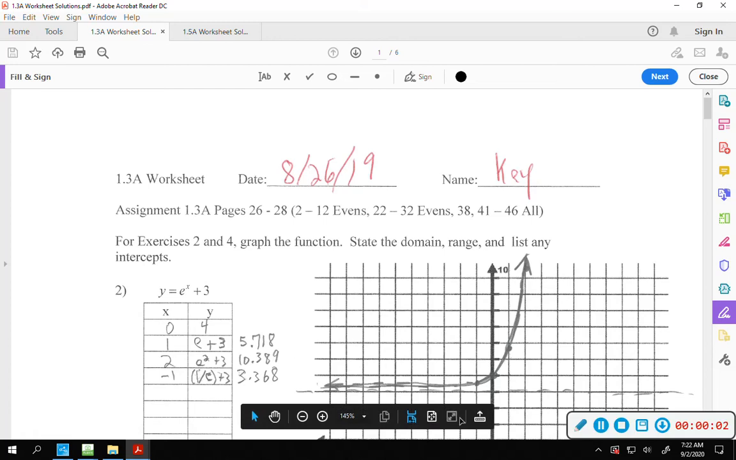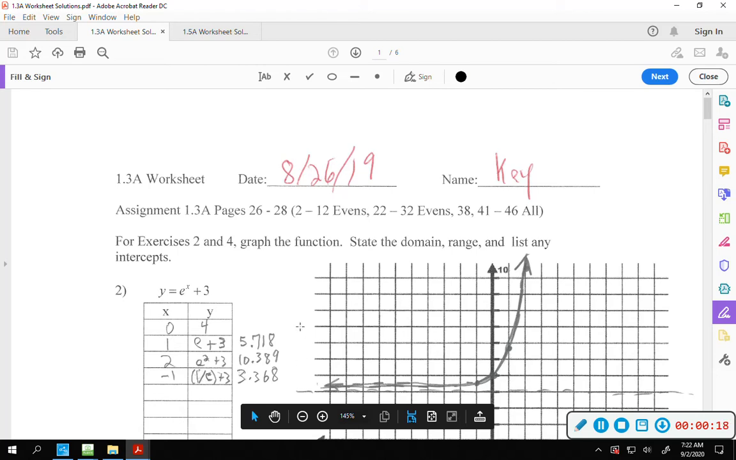Okay, this is a recording of the 1-3A worksheet, starting with problem number 2. For exercises 2 and 4, graph the function, state the domain and range, and list any intercepts.